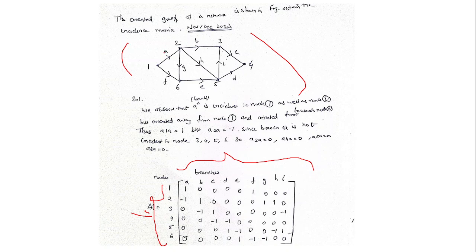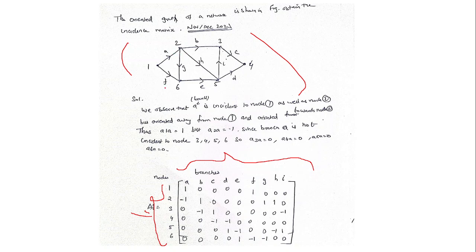If you take branch A, it is connecting node 1 and node 2. It is incident on node 1 and node 2. See the direction. If it is going away from node 1, I put +1. For branch A, it is leaving node 1, so I put +1. It is entering node 2, so I put -1. If it is going away, we write +1. If it is going towards, we write -1.